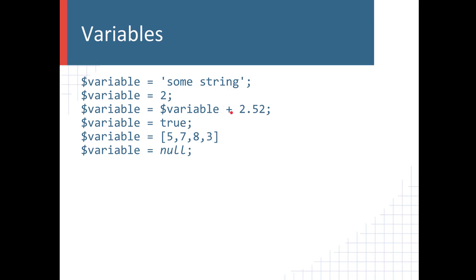Here, we reassign the value of the variable and add to it 2.52. The value is 4.52. It is now a float or a double. Next line, we assign the value true to the variable and now it is a Boolean. Next, we assign the value of an array to the variable and now it is an array. Next, we assign the value of null to the variable and now it is null.